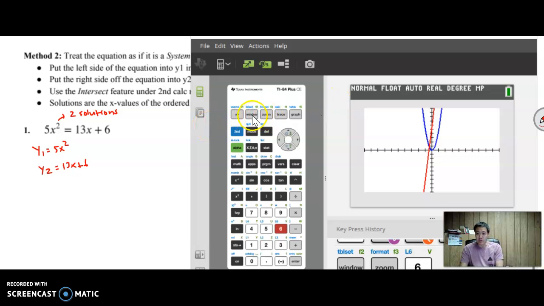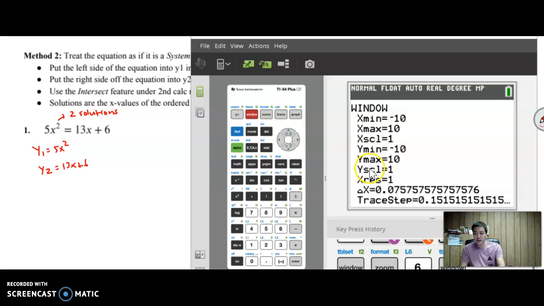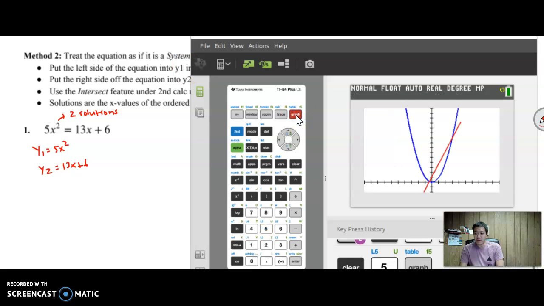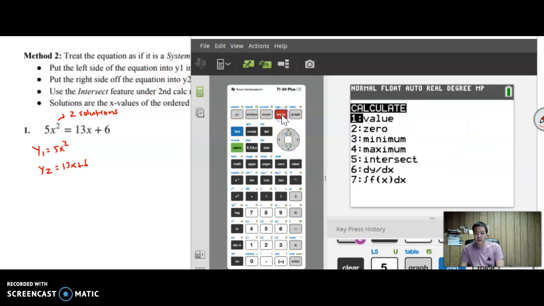And so I'm going to change my window, and my Y max I'm going to change to maybe 75. And since that's a lot, I'm going to scale it. I'm going to make each Y value go up by 5, right? And so when I graph it, that's going to give me that. Now there's going to be 2 points of intersection, so we have 2 solutions. So I'm going to go to second and then trace, and then I'm going to choose option 5. You can either scroll down there or hit 5.